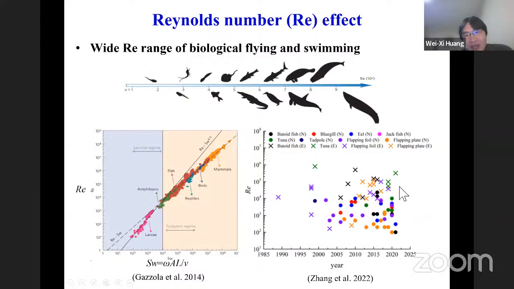carry out the simulations at a higher Reynolds number to compare with the experiment, and then we will have more detailed data to analyze and to see how much the low Reynolds number simulation is similar or how much different from the high Reynolds number case.